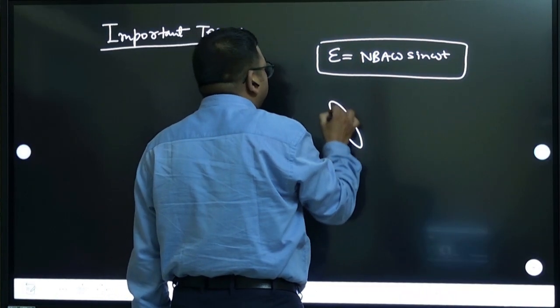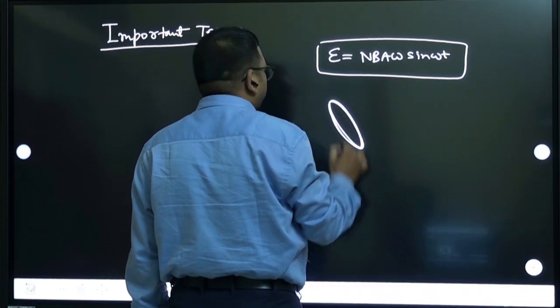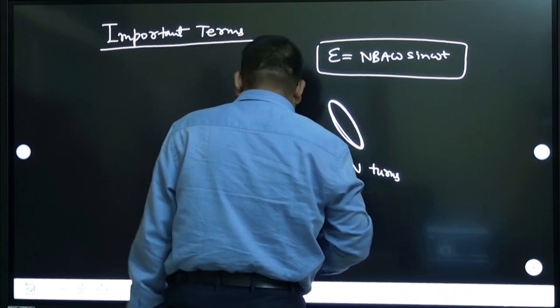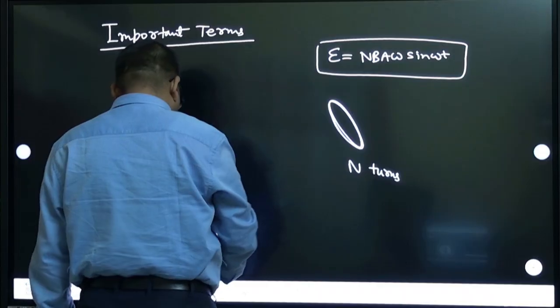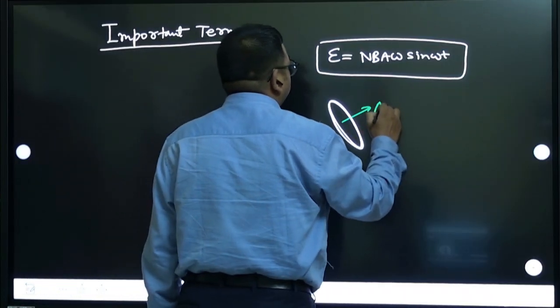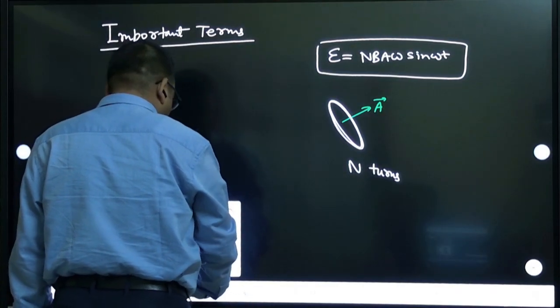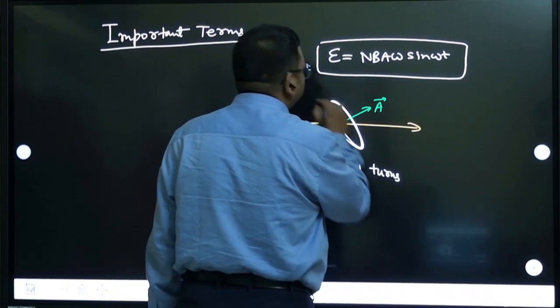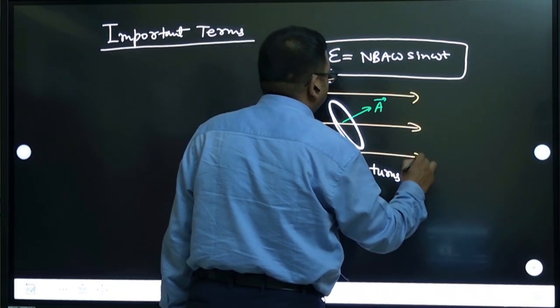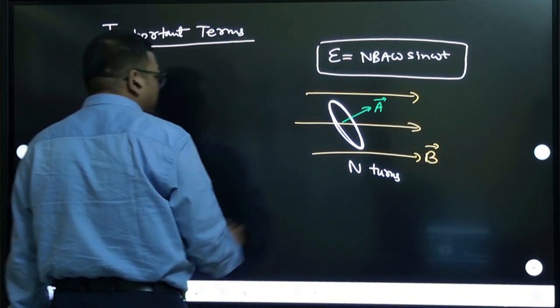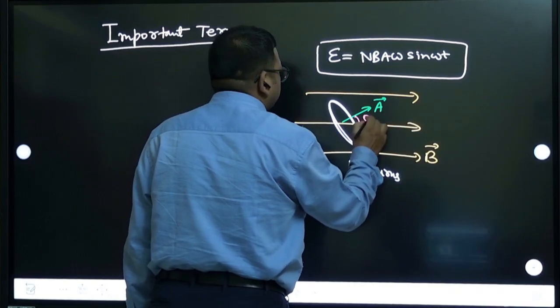When there is a coil having N number of turns, and the area of cross section is A, so this is the area vector, right? And there is a magnetic field, a uniform magnetic field like this, and this angle is theta, and the coil is rotating.